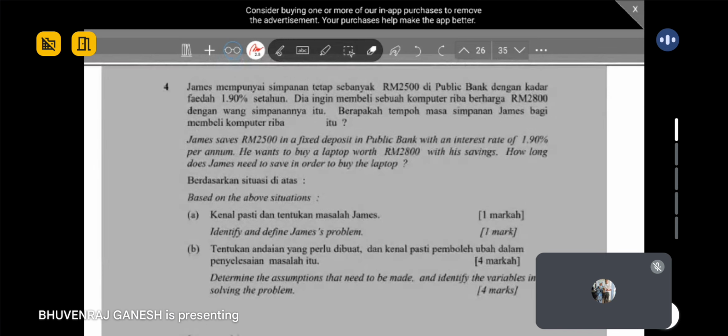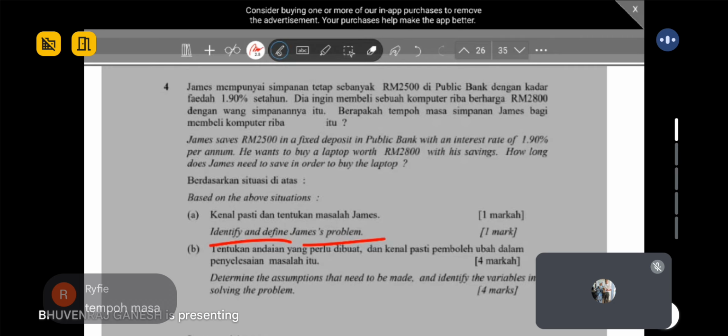Alright. So now, guys, question number 2. They ask you to identify and define James's problem. Kamu kena kenal pasti dan tentukan masalah James. So guys, may I know what is the problem over here? Can anyone try and see? Apa masalah kat sini? It is in question 1, guys. Jawapan dia dalam soalan tu. Hanya perlu ambil sahaja daripada soalan.